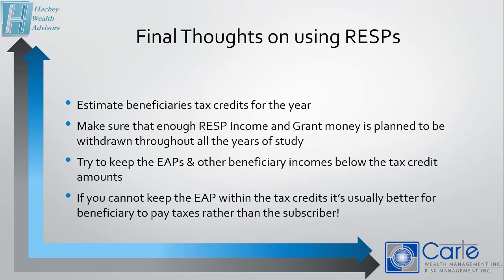And then try to keep the EAPs and other beneficiary incomes below the tax credit amounts. Here we looked at pretty trivial examples of part-time income, lifeguard or some other form of part-time income. Some students will also go through a co-op program or an internship, so those would have to be planned out a little bit more carefully. And if you cannot keep the EAP within the tax credits, it's usually better for the beneficiary to pay those taxes anyway, rather than the subscriber.